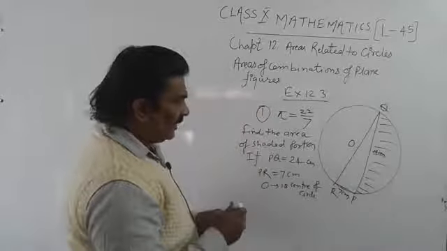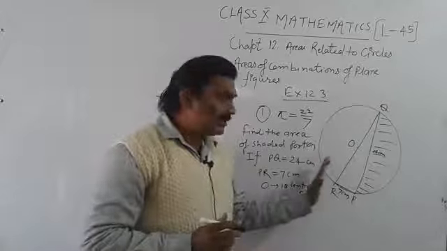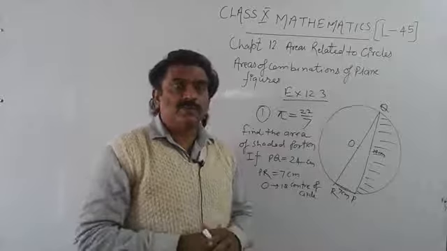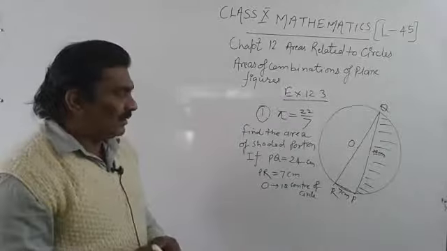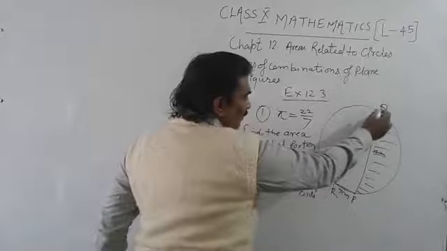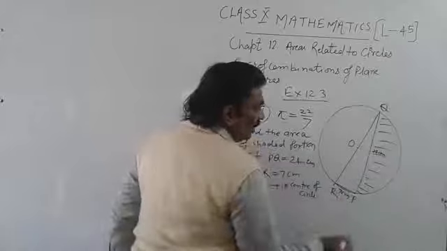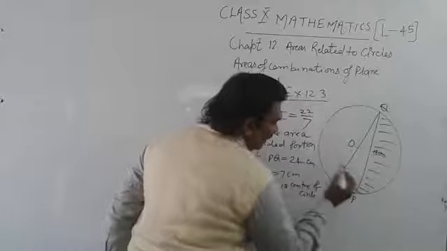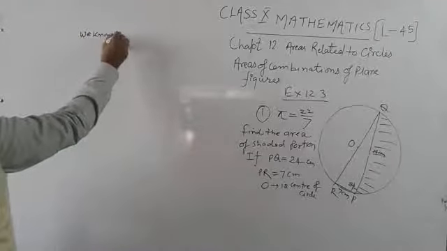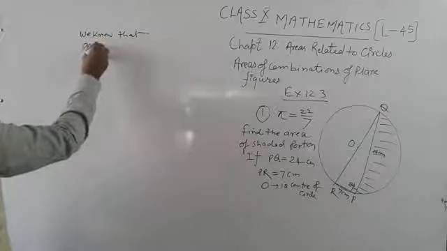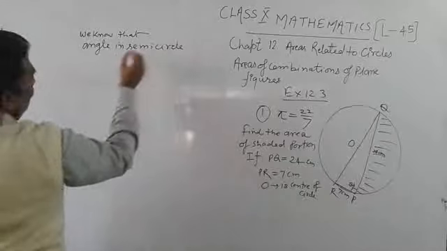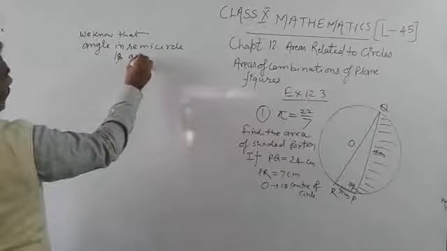So, students, by theorem we know that, but in this diagram it is not clear what type of triangle this is. But you have studied in class 9th that the angle in a semicircle is always 90 degrees. So, we have QOR, this portion is a semicircle and this angle is 90 degrees by theorem. We know that the angle in a semicircle is a right angle.